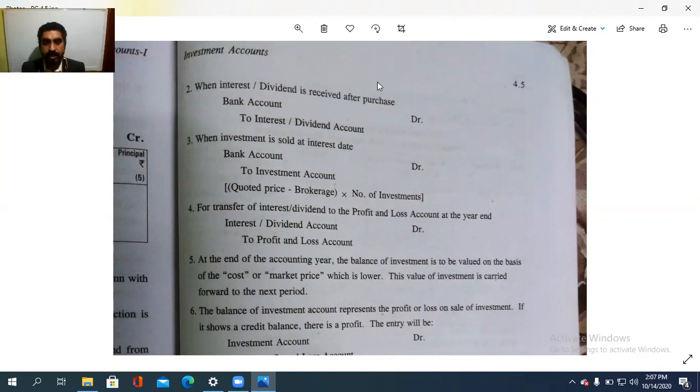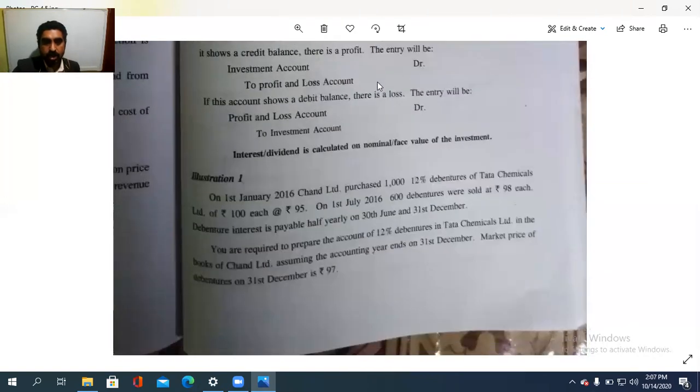Then for the transfer of interest or dividend to the profit and loss account, the entry is interest or dividend account debit to profit and loss account. If there is any profit on the investment, the entry is investment account debit to profit and loss account, and vice versa for a loss. So in case any loss is there, then profit and loss account debit to investment account. These are the general entries for the investment account.